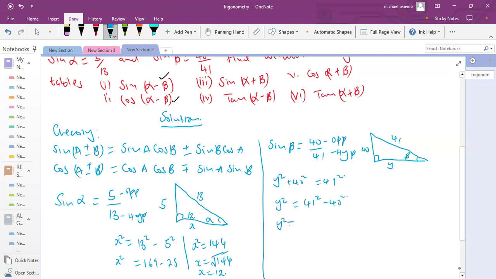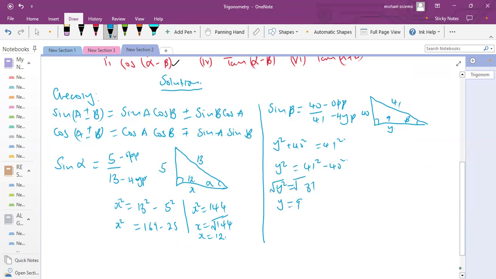So y squared is equal to what? Compute, what do you get? You will get 81. If you find the square root of 81, you get y is equal to 9. Now it's simpler for us to get cos. Hence cos alpha will be equal to what? Adjacent over hypotenuse.